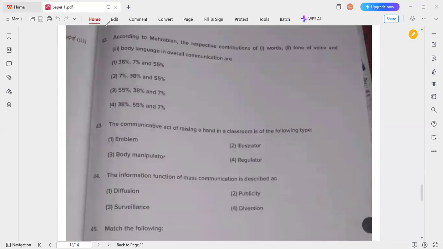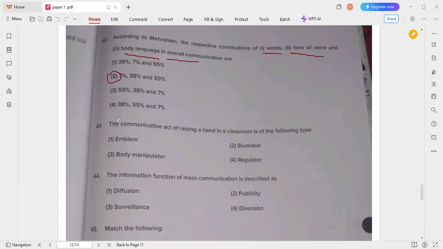So next question, 42. According to Mehrabian, the respective contributions of words, tone of voice and body language in overall communication is 7%, 38%, and also 55%. Option 2 is the correct answer.